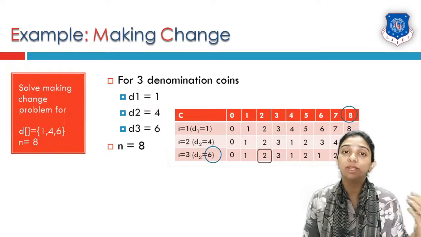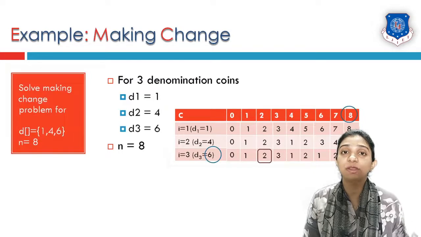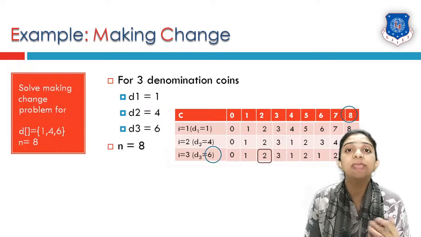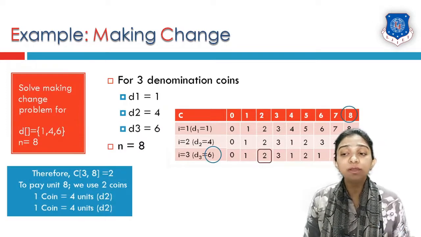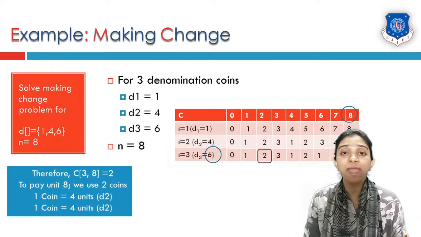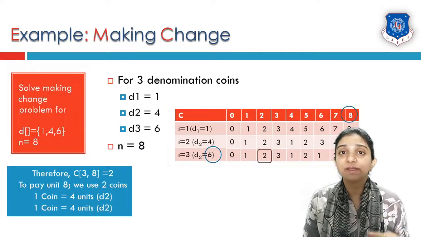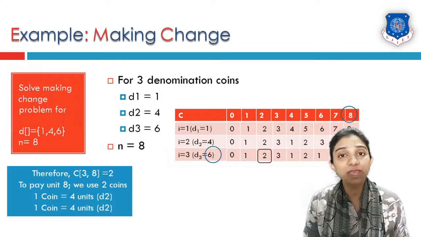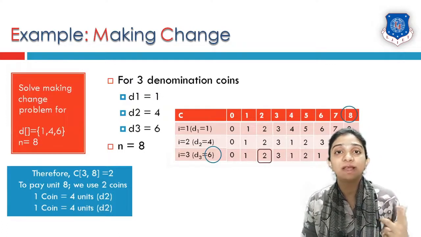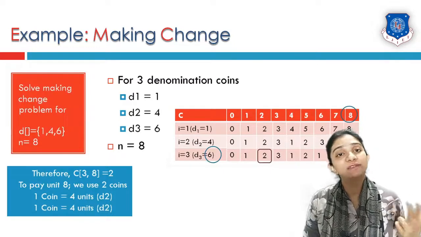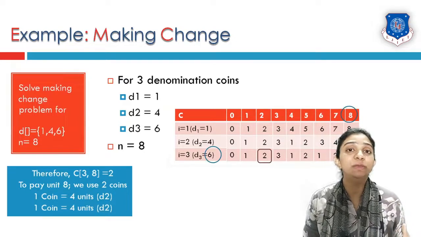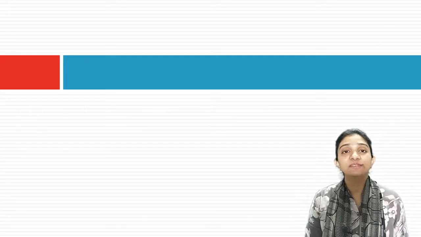Now in this table, whatever is in the last cell of the last row and last column is your answer, which is the total number of coins required to pay an amount. So here the total number of coins in cell 3, 8 is 2. So we will use 2 coins to pay an amount of rupees 8. Now we have to find out manually which coins will be used. So to pay the amount, we will use a rupees 4 coin as the first coin and a rupees 4 coin as the second coin. So 2 coins of 4 each will be used to pay an amount of 8 rupees. That is the final answer.